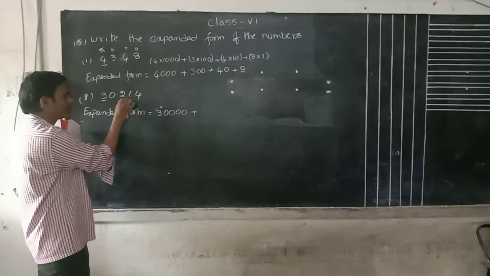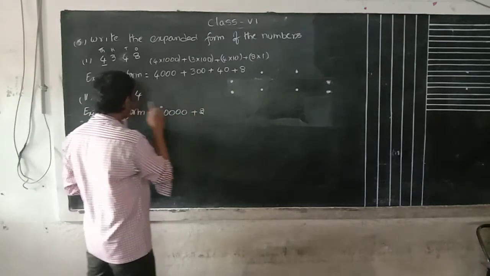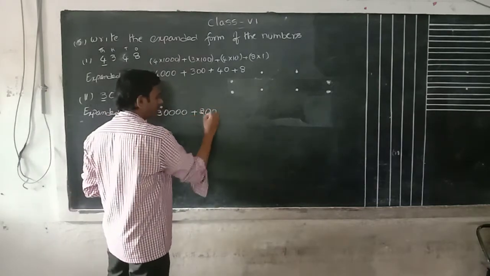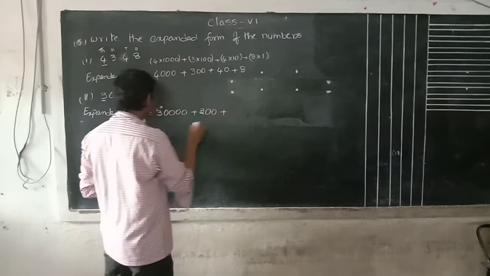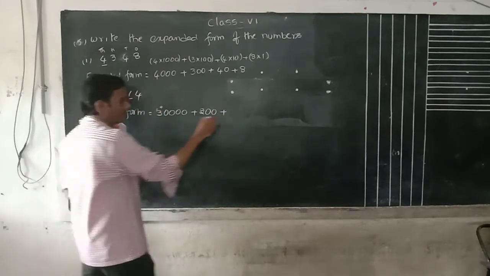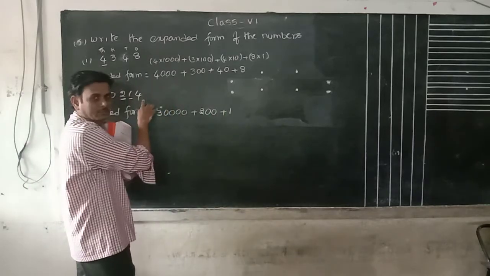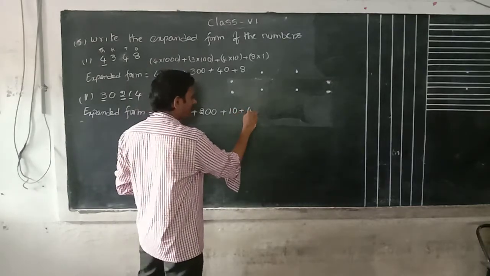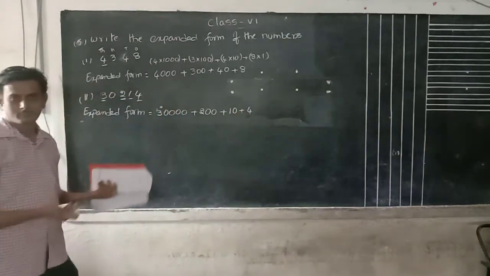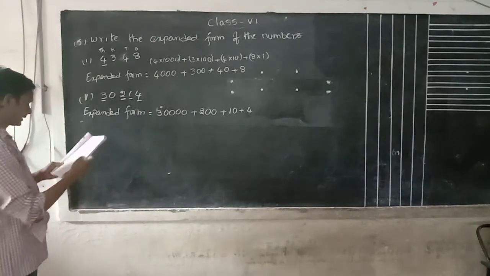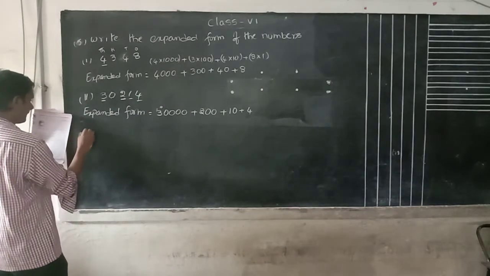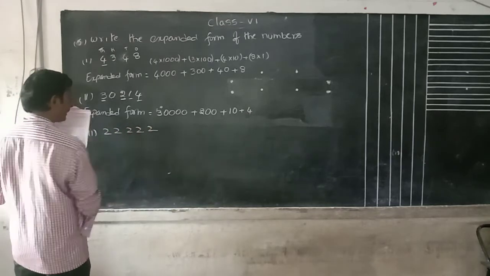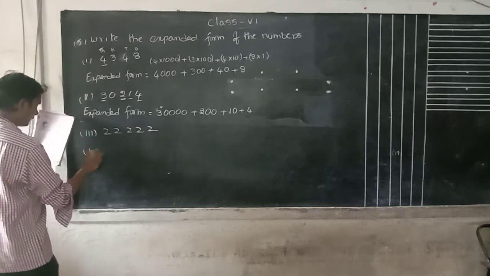Go for the next number, 2. After 2, how many digits are there? 2 digits are there. That means write 2 zeros. Plus the next digit is 1. After 1, how many digits are there? None, so 1 stays as it is. The next last digit is 4. Enough. One more sum we will discuss. Start the first one, do your own. Like this, the third one, do your own. Fourth one, experiment.